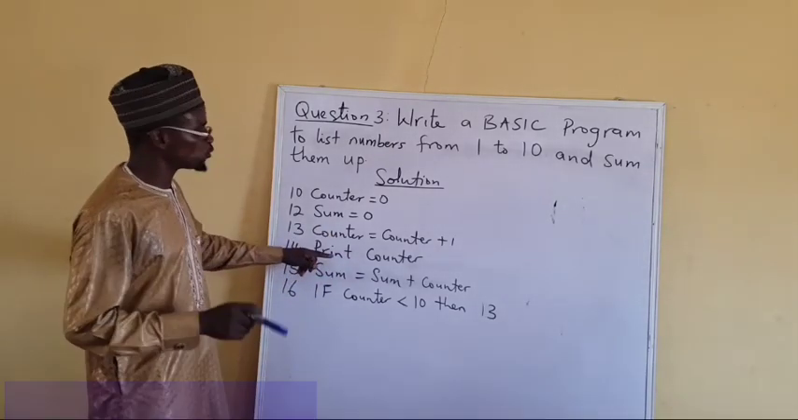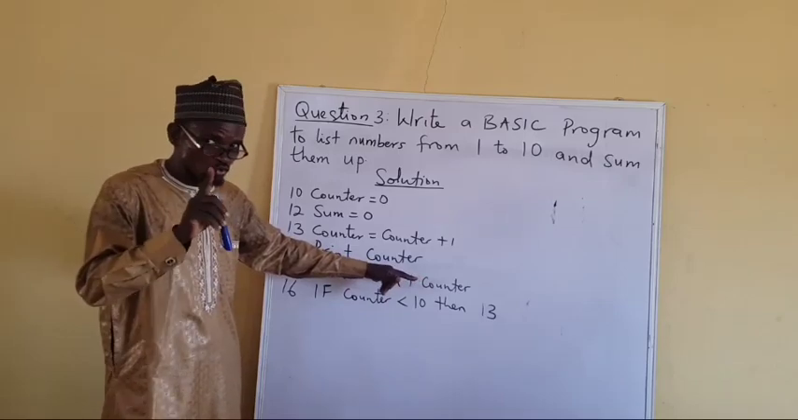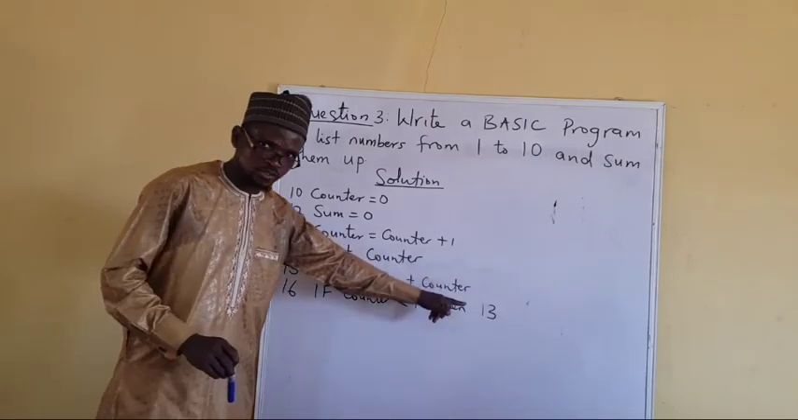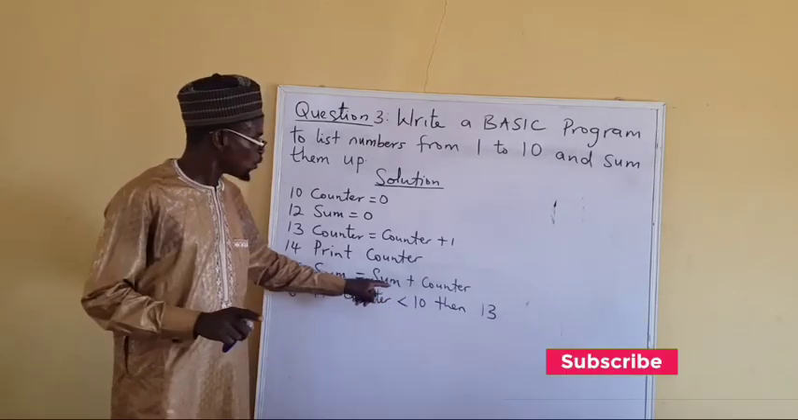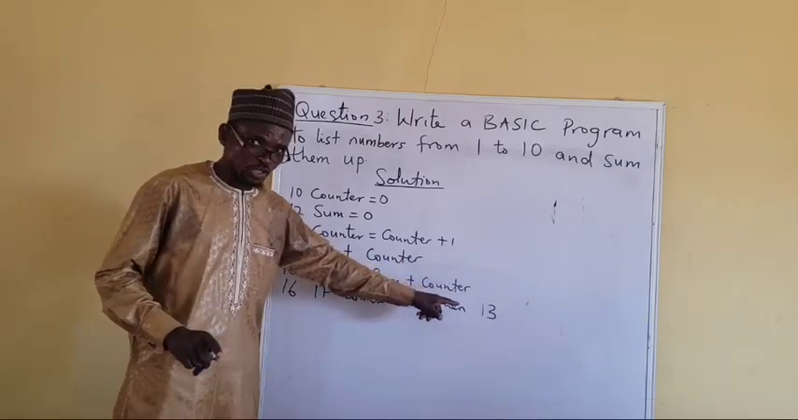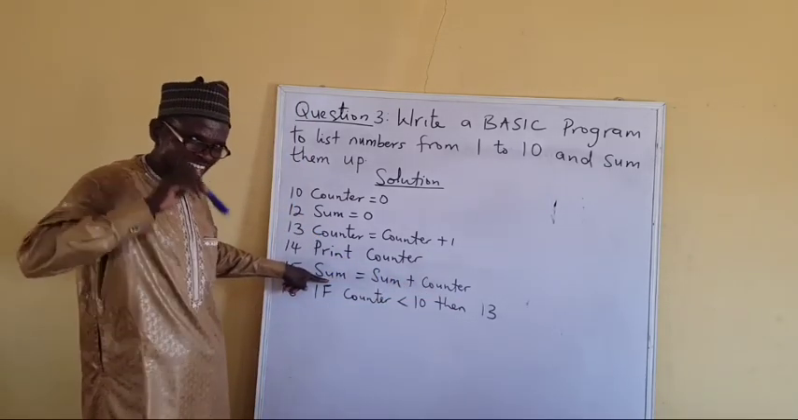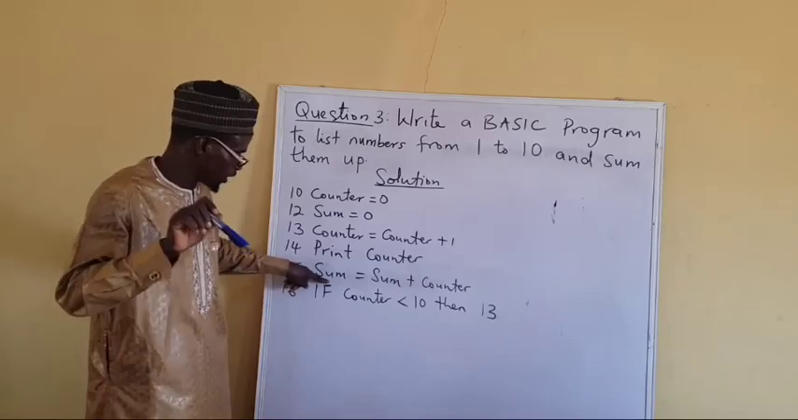So in the next line, we say print counter. What is our current value of counter? 2, right? Now, sum is equal to sum plus counter. What is the current value of sum? 1, right? 1 plus 2, 3. 3 will be stored in sum. So now, the next time the computer will see sum, it will refer to it as 3.